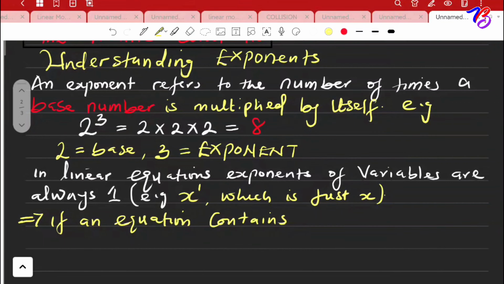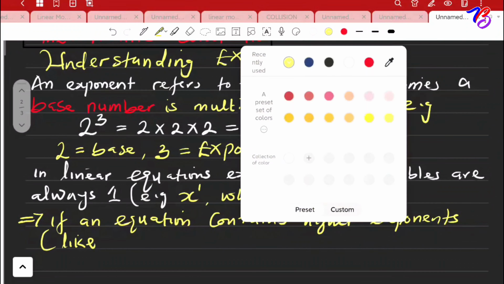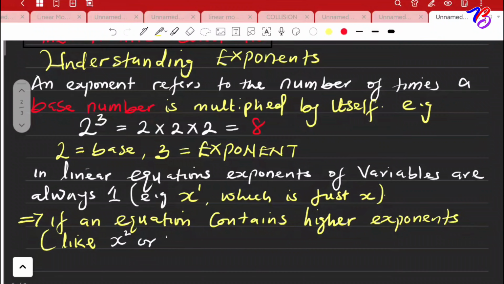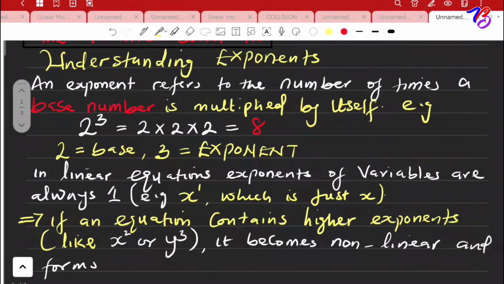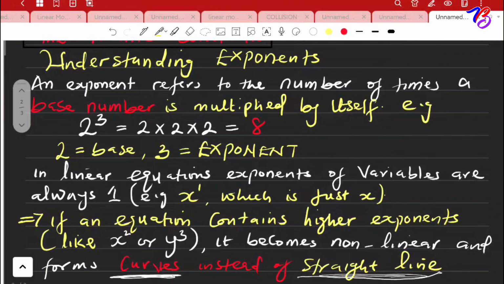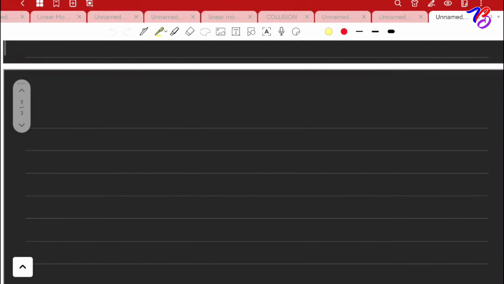So if an equation contains higher exponents, let's say raised to power 2, 3, 4, 5, or whatever, like x squared or y cubed, then it becomes a non-linear equation, and it forms curves instead of a straight line. So instead of a straight line you have curves if your exponents are raised to the power of 2 and upwards. What are the triune concepts of linear equations?